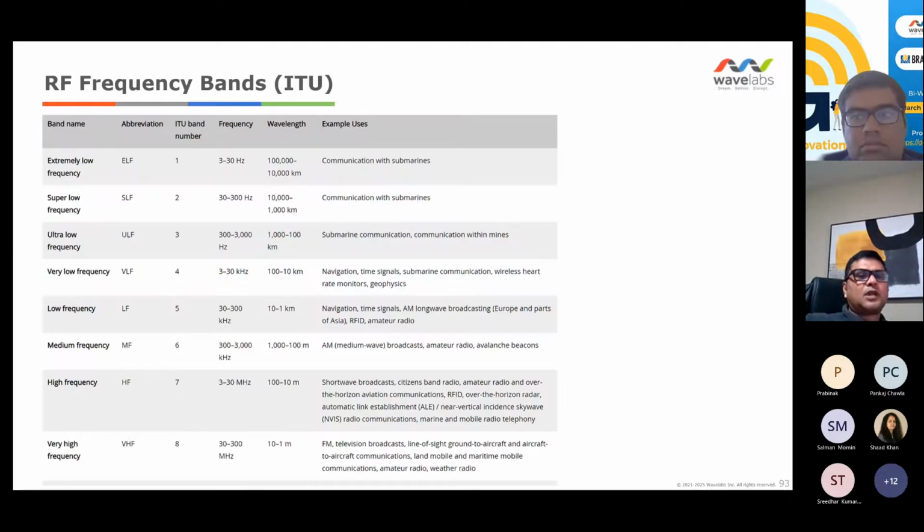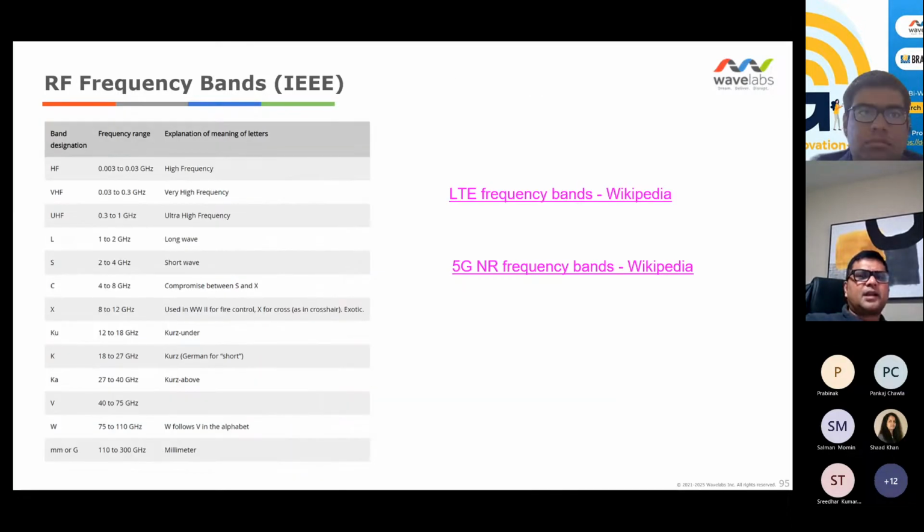Then we looked at how the ITU defines the band, how the IEEE defines the band, and for LTE and 5G, they refer to band 1, band 2, band 3, and N1, N2, N3. So you need to know that they further split the different things specific for LTE and specific for 5G NR. You need to know that.